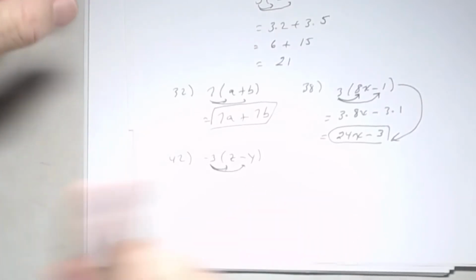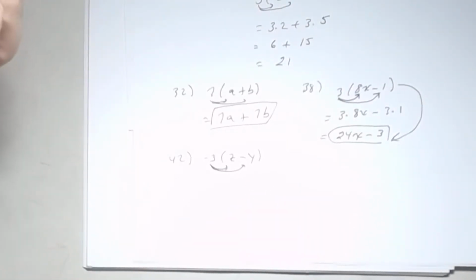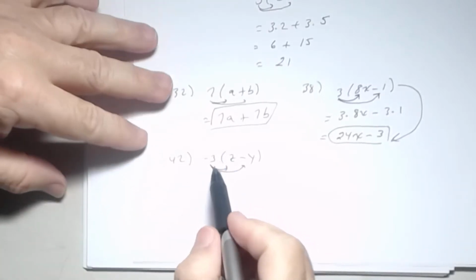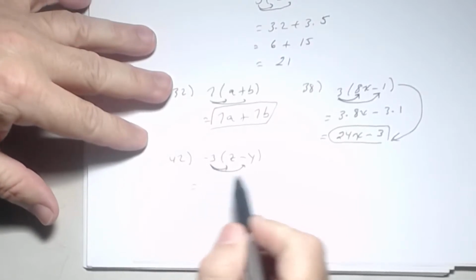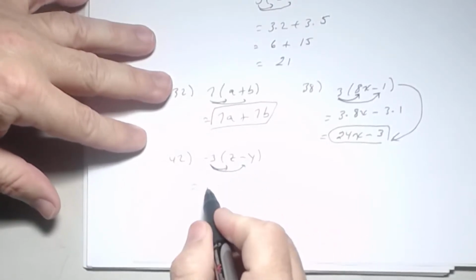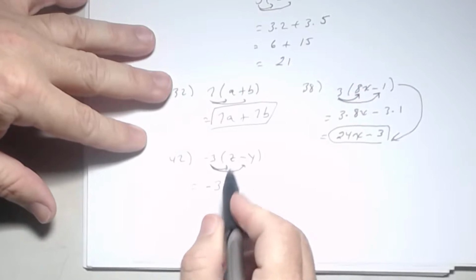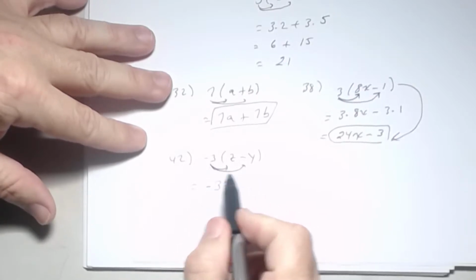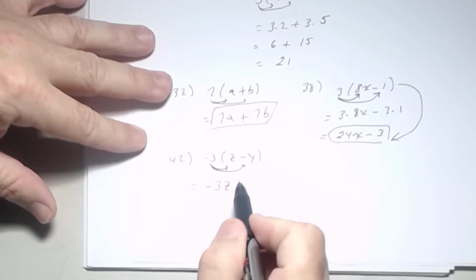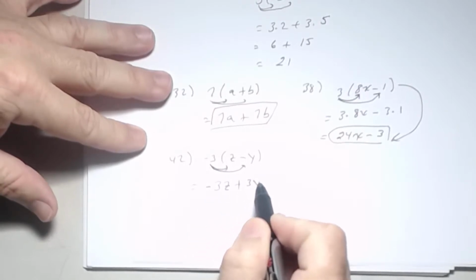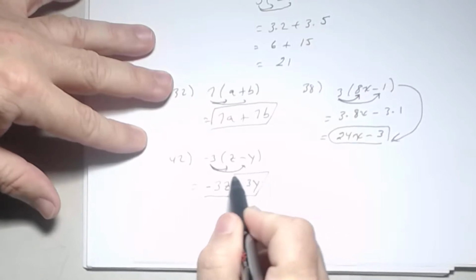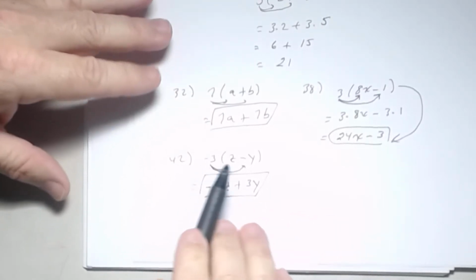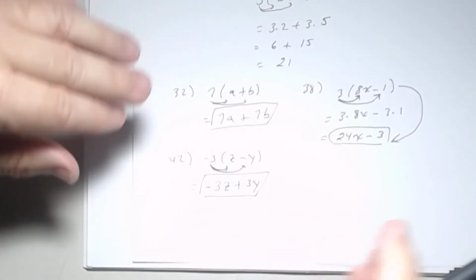Now remember, in previous courses, a negative times a positive is a negative, and a negative times a negative is a positive. All right. So what's going to be the first term of this expression? That's a z. Negative 3z, right? Okay, now what's a negative 3 times a negative y? Positive 3y. All right? So a negative times a negative is a positive. So that's 42.